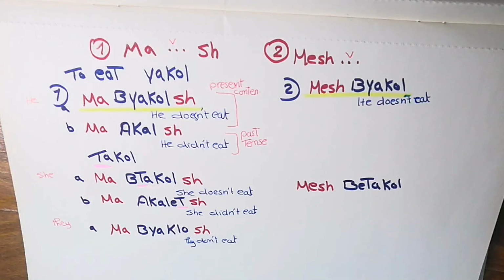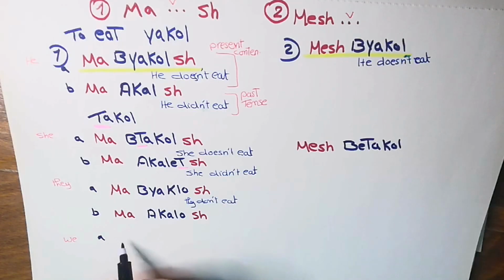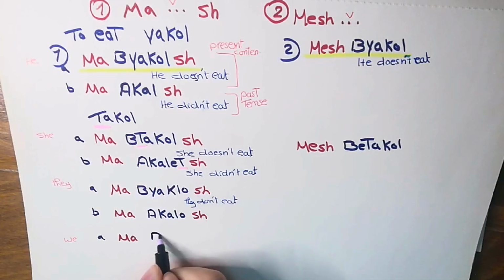Let's do one more pronoun. We. Oh, I forgot the second one. The past tense. ما أكلوش. We. ما بناكل.